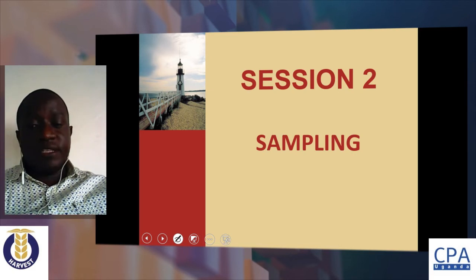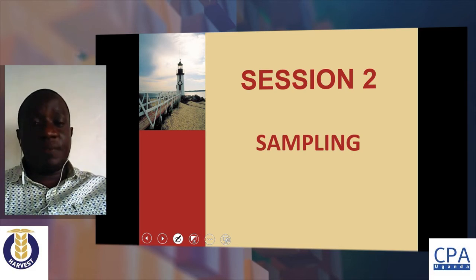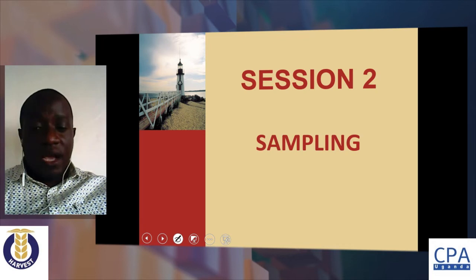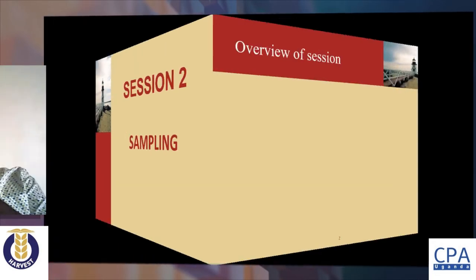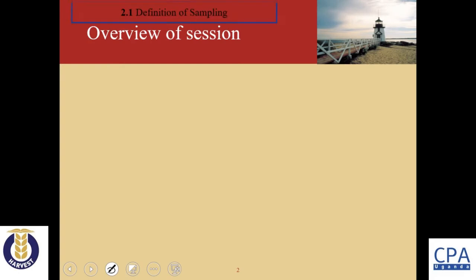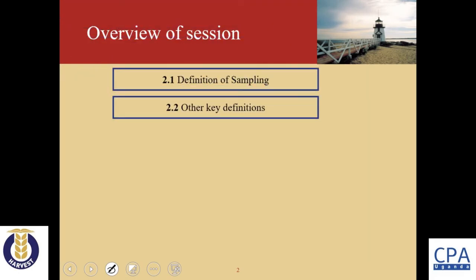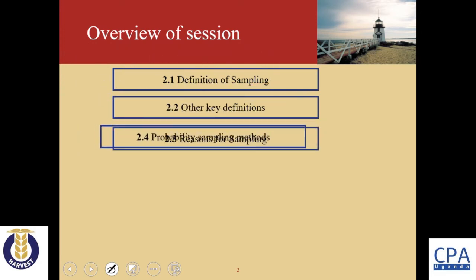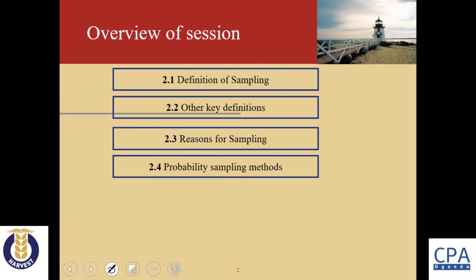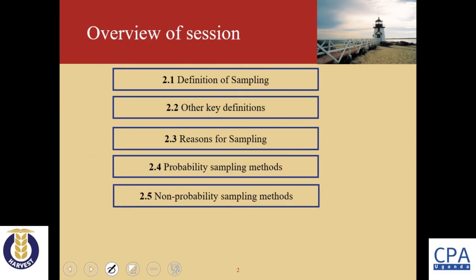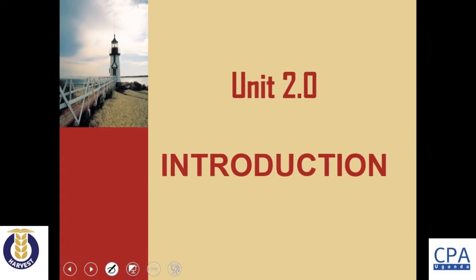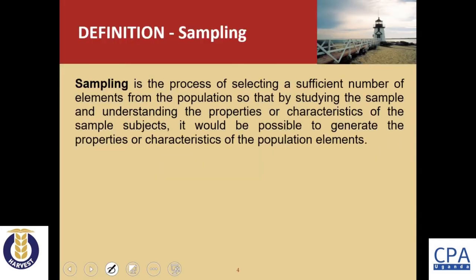So in this session, we are proceeding with our paper, the online lectures, and we are going to talk about sampling. We are going to give a definition of sampling. We are going to give other key definitions under sampling. We are going to give reasons for sampling. We are going to talk about the probability sampling methods, and then we shall wind up our discussion with the non-probability sampling method.